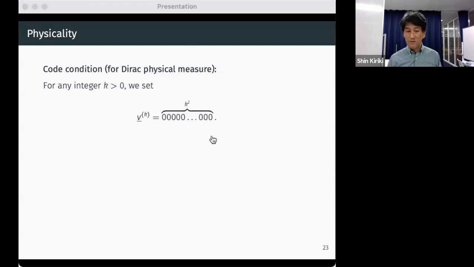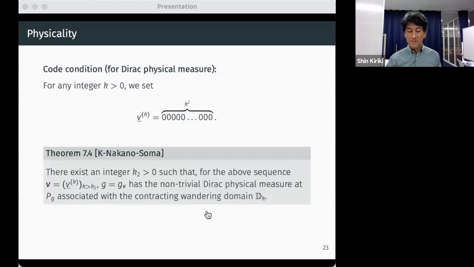to be all 0. This implies the next result: there exists an integer k2 such that for the above sequence, G depending on this v has a non-trivial Dirac physical measure supported at the continuation of the saddle fixed point P_G and associated with the contracting wandering domain. We now have the second half of the theorem A prime. Please see the following preprint for more detailed proof and explanation.